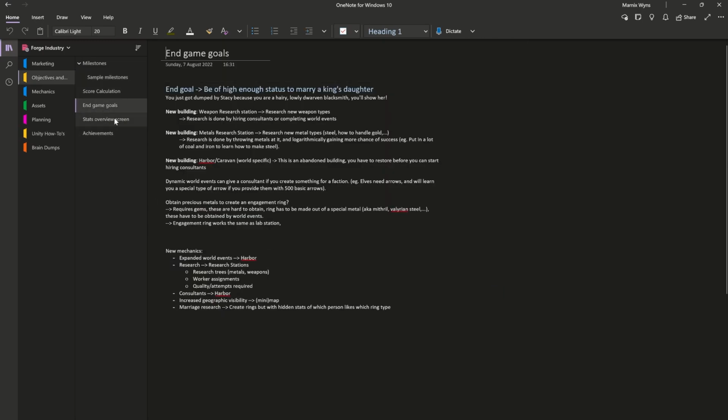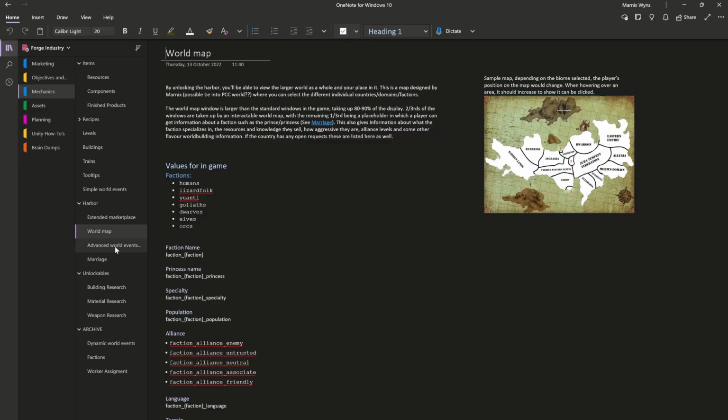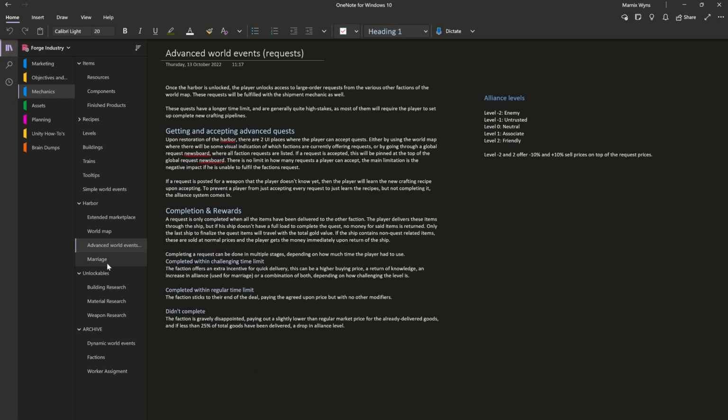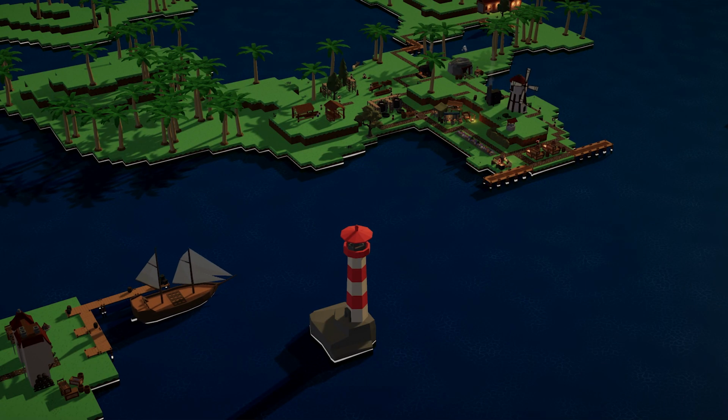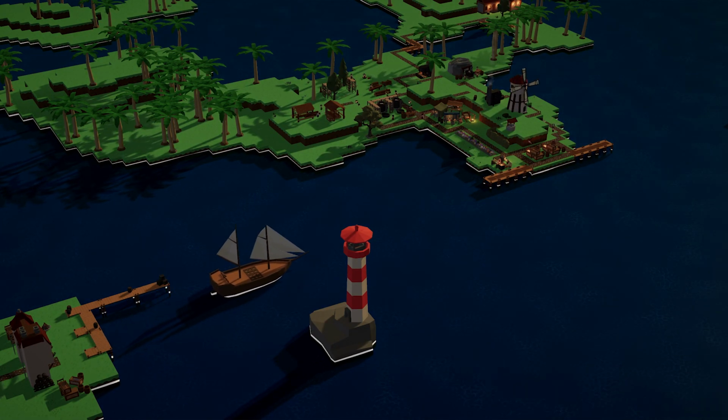What we then did is we switched to OneNote, and in OneNote we started making pages for certain mechanics. This was when, for example, we were working on our harbor. We were expanding the game with some new mechanics. We made a page for the harbor where I explained the main purpose of the harbor, and then, this is how I want marriage to work, this is how I want our faction requests to work. And I wrote it all down in detail, or material research as well.